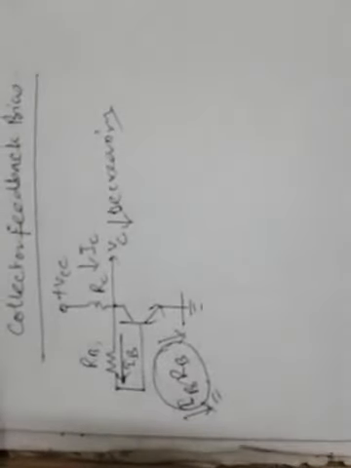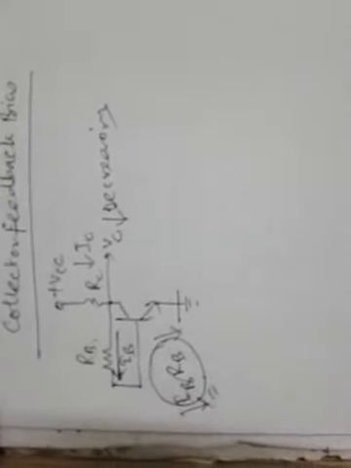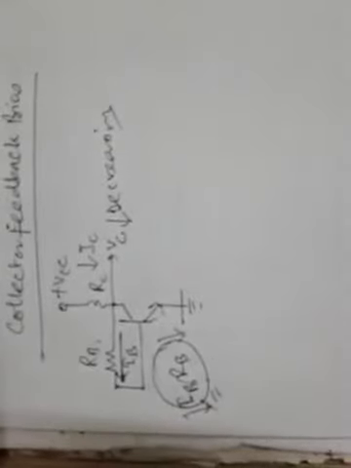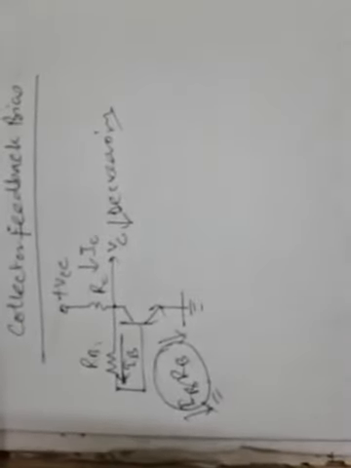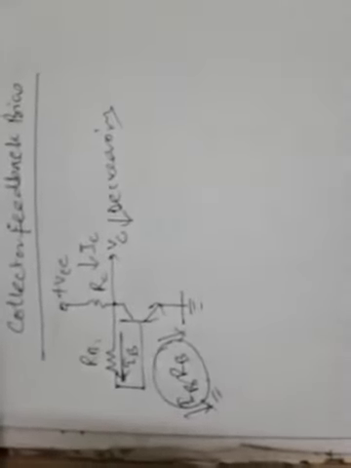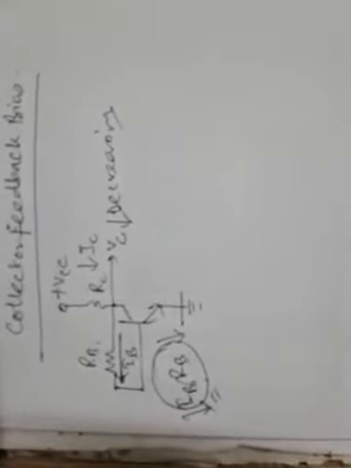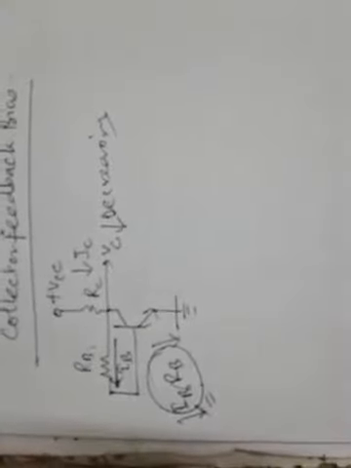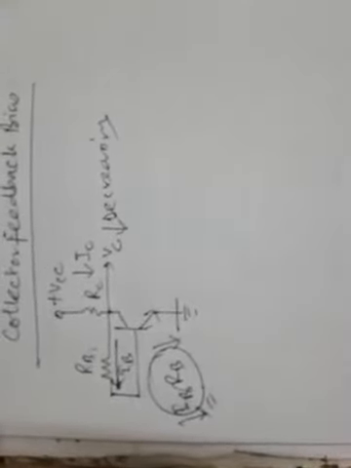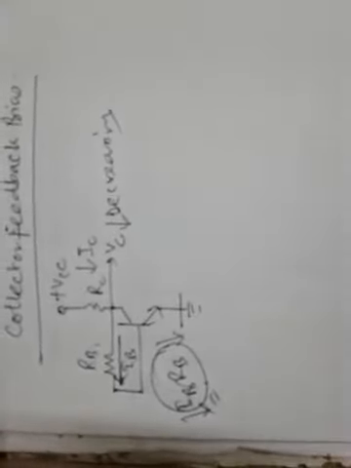Like emitter feedback bias, in this biasing technique we are also establishing negative feedback in an attempt to reduce the original change in collector current, so as to neutralize the effect of the changes in beta as well as the changes in the location of the Q point.